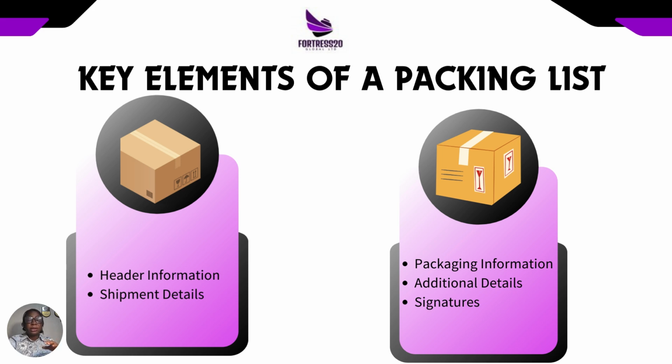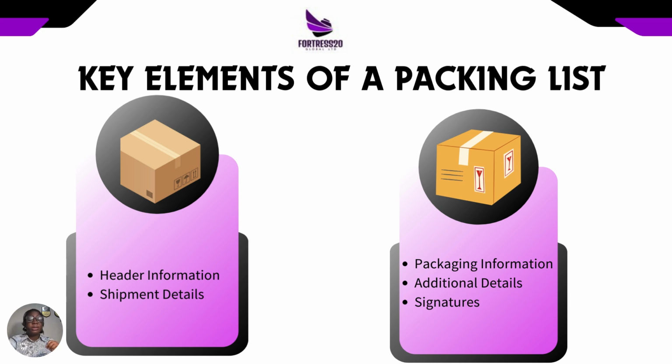A packing list in international trade should contain the following key elements. The first element is the header information, which will typically cover the packing list number, date, exporter or sender's details, the consignee or receiver's details, and the invoice number. The second element is the shipment details, which will cover the item number, the description of goods, the quantity, the unit of measure, and the HS code.